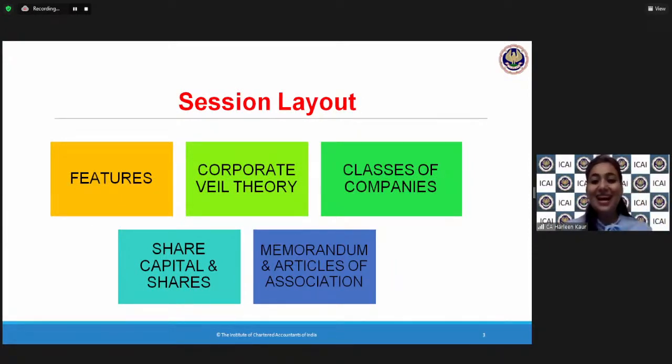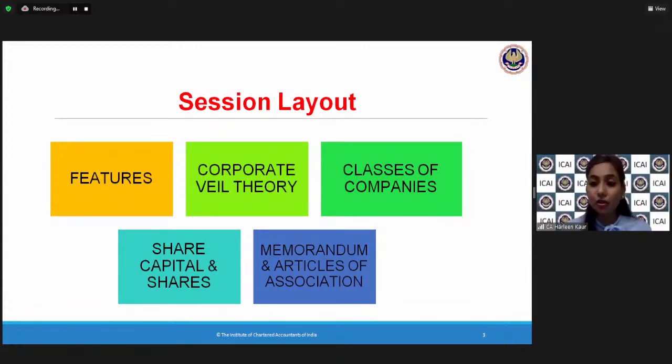And classes of companies. After that, we have share capital and shares. Classes of companies, I've already told you. Private company, public company, government company. Again, the examiner enjoys asking: if the government is investing more than 51% share in ABC Limited, will ABC Limited be considered a government company? Yes or no? इस तरह के practical questions आपको companies में पूछे जाते हैं. So this is one of the questions of January 2021, which we will take up after the class today.